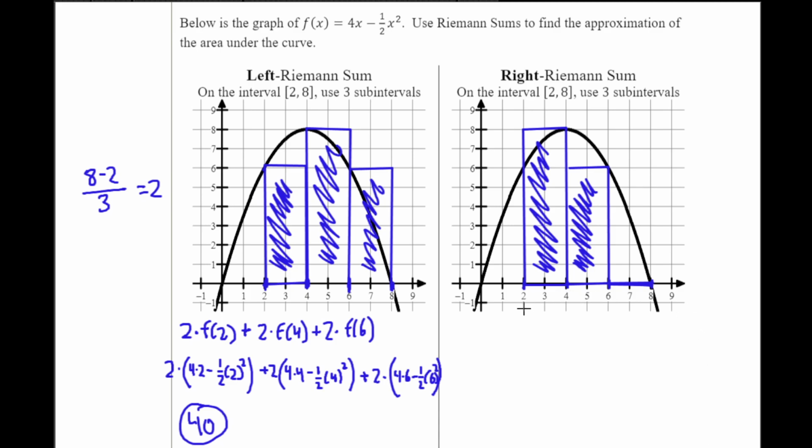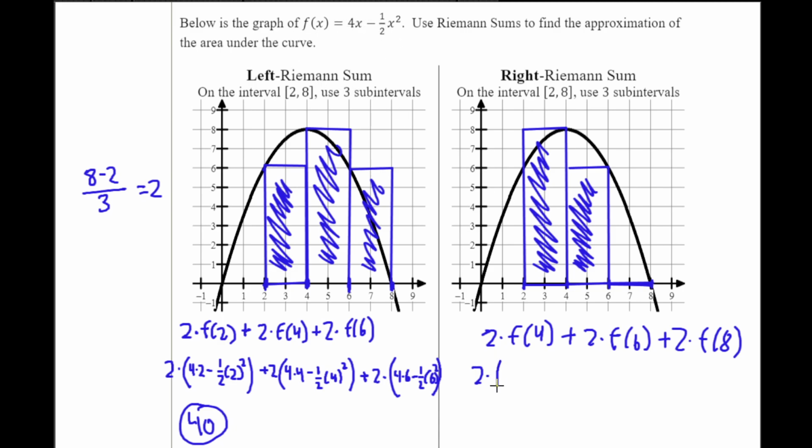So what we do here is do the math now. First rectangle, that's 2 times f of 4 plus 2 times f of 6 plus the last rectangle 2 times f of 8. So 2 times f of 4, same thing. We can plug this into the calculator here.